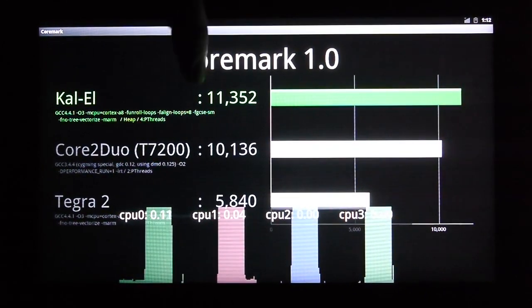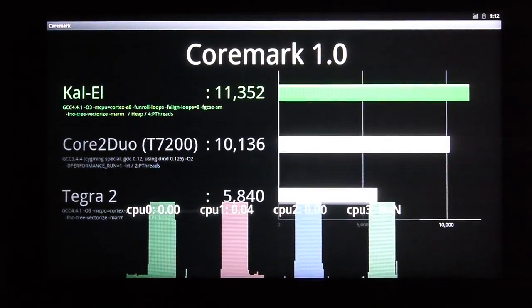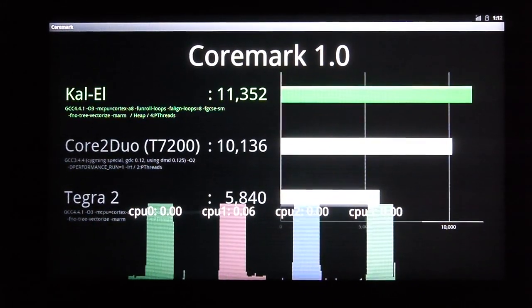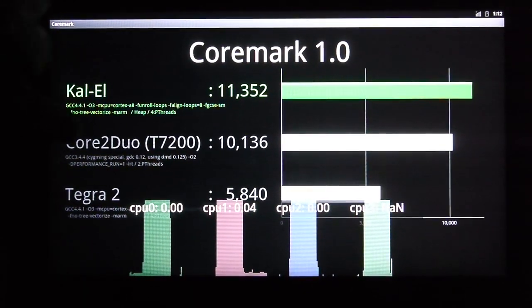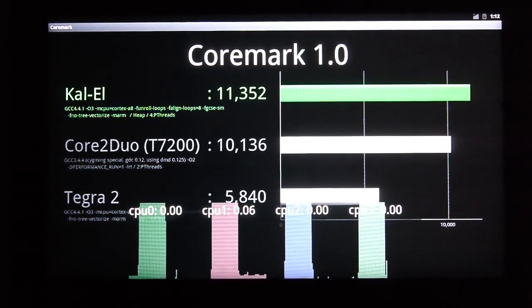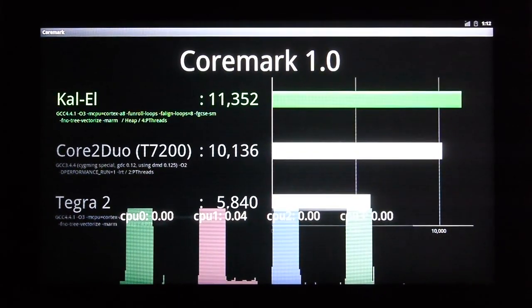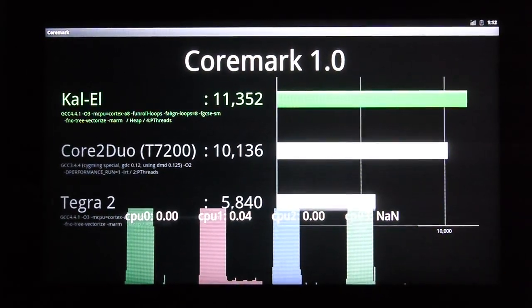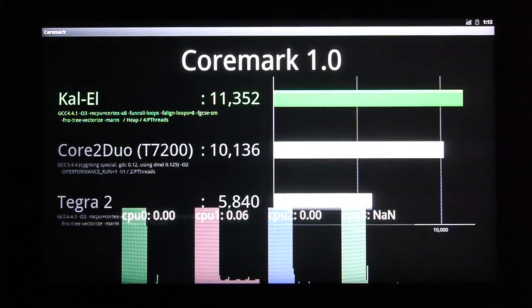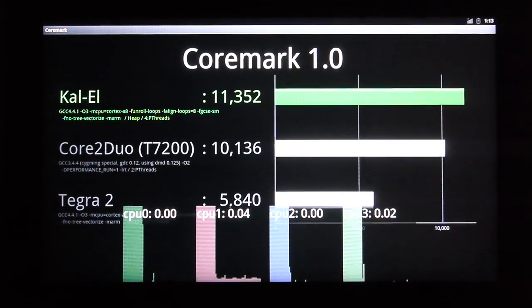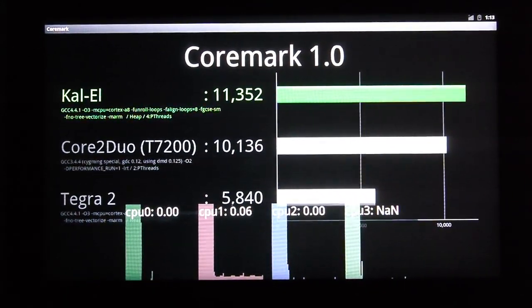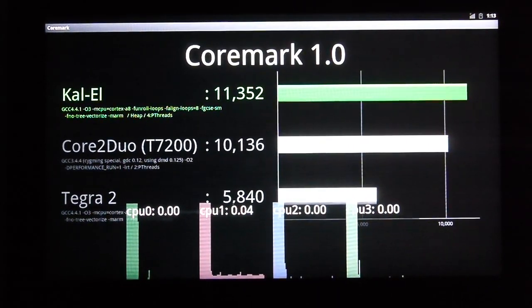Kal-El is about 11,000. We're actually comparing it to two different other products. Obviously the Core2Duo. This is a 2 GHz dual core Core2Duo. And below that is Tegra 2. And one of the things you can notice is, of course, the perfect scaling going from dual cores all the way up to quad cores with Kal-El. And you can also see the full CPU activity.